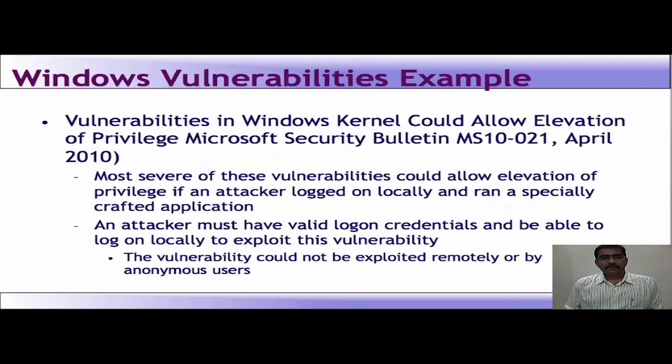Now, as an example, we'll look at what kind of vulnerabilities are coming. Vulnerabilities in the Windows kernel could allow elevation of privileges, that is in 2010. The most severe of these vulnerabilities could allow elevation of privileges if an attacker logged on locally and ran a specially crafted application. An attacker must have a valid logon credential and should be able to log on locally to exploit this vulnerability. This vulnerability could not be exploited remotely or by anonymous users.